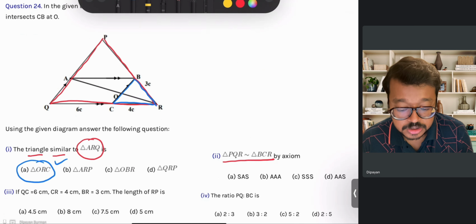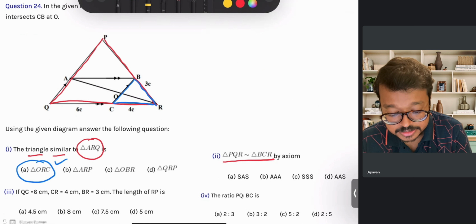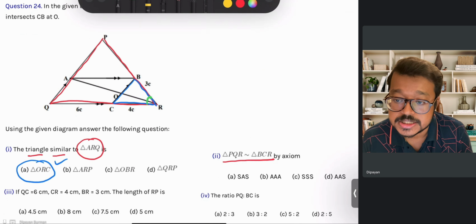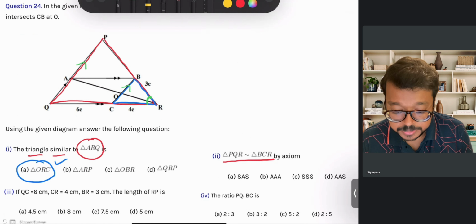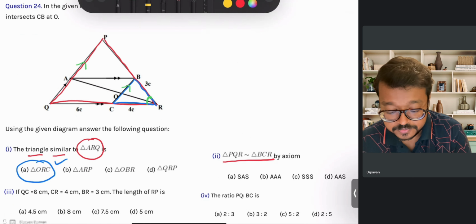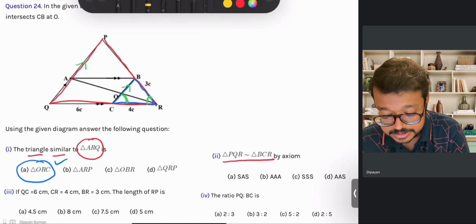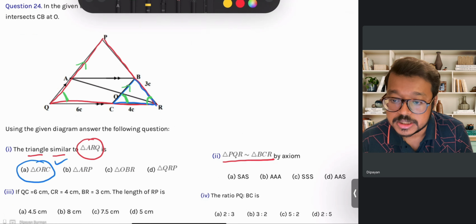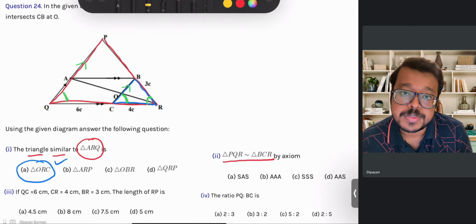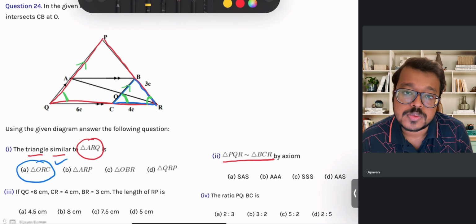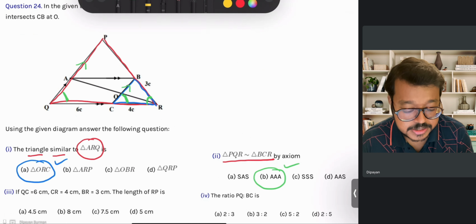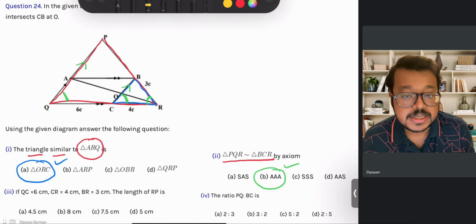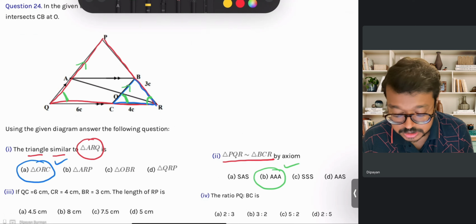So again, what information do we have? We can see that angle R is a common angle for these two triangles. And again, because we know BC is parallel to QP, I can take one of these angles, let's say this angle and this angle. These are pairs of corresponding angles. So I will have at least two pairs of angles which I can prove are equal. And since two angles are equal, even the third pair of angles must be equal. So if I look at the options, option B is correct, which is AAA. AA, AAA, both are okay for this question.